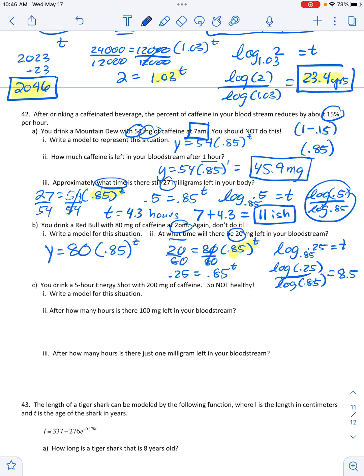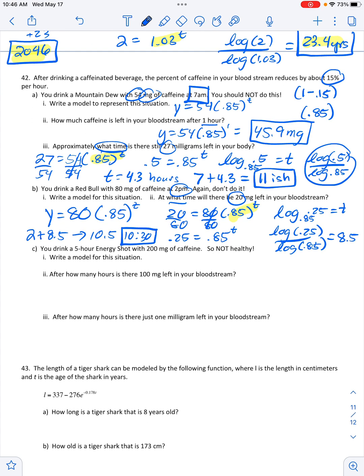Sorry, 8.5 hours later, but you drank it at 2 o'clock. So if you add 8.5 hours, that's going to be 10.5. So at 10:30, because that's half an hour. So at 10:30 at night, it will wear off, or it'll be at the 20.